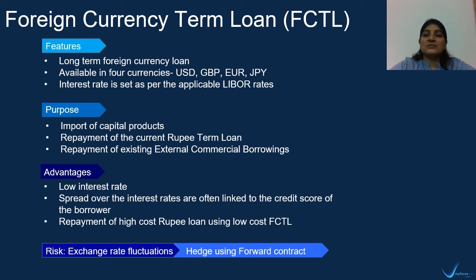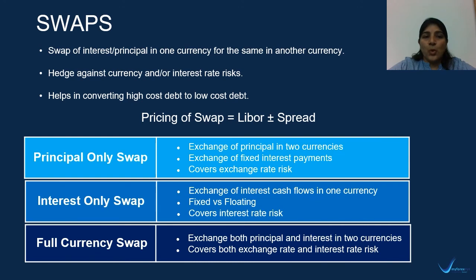The last of the transactions that we have is a swap. Now, a swap of interest or principal in one currency for the same in another currency, which is basically trying to say that you're hedging against a currency, interest rate, or both currency and interest rate risk. This helps in converting a high cost debt to a low cost debt. The pricing of the swap is generally the LIBOR plus the spread. It could be plus or minus the spread depending on the circumstances.